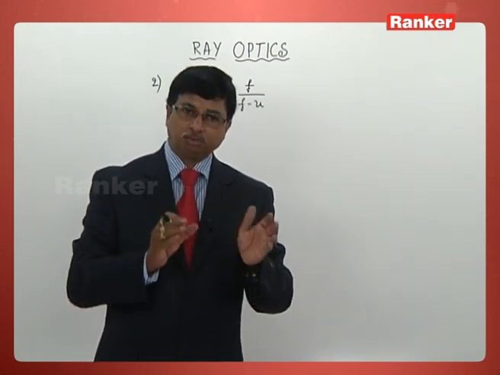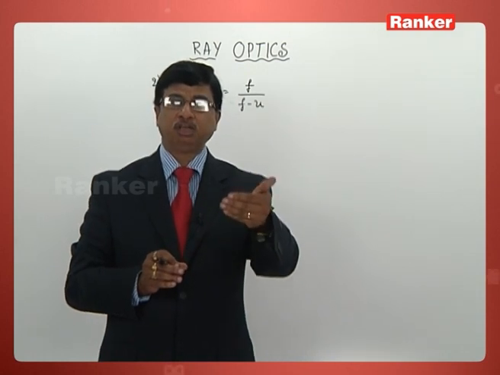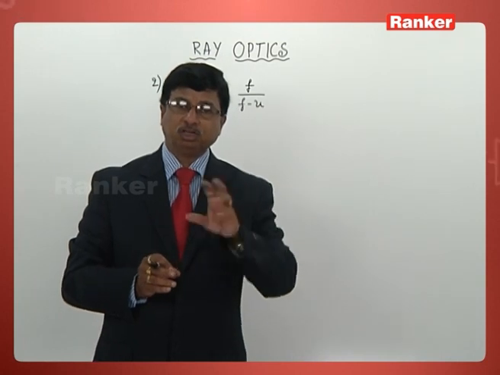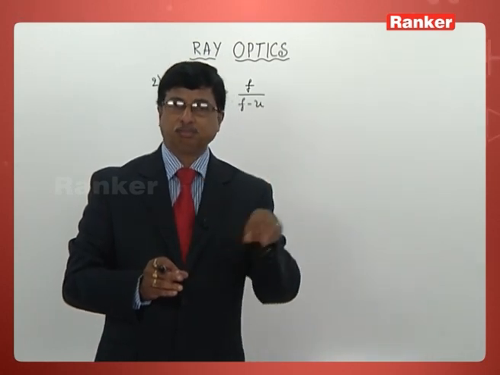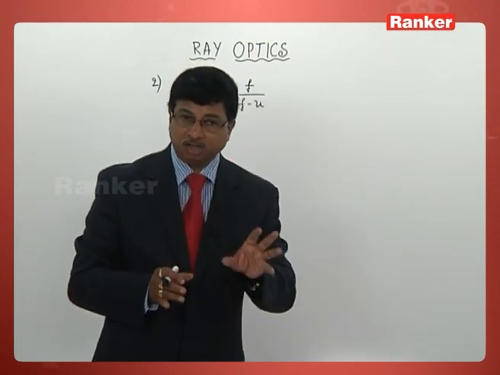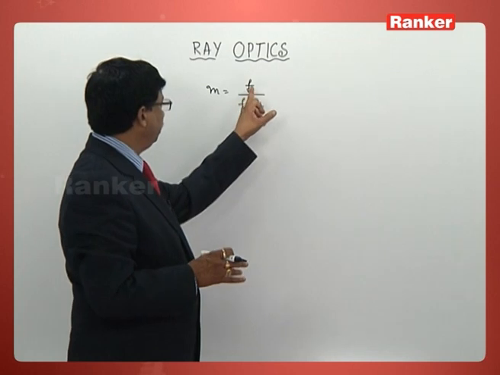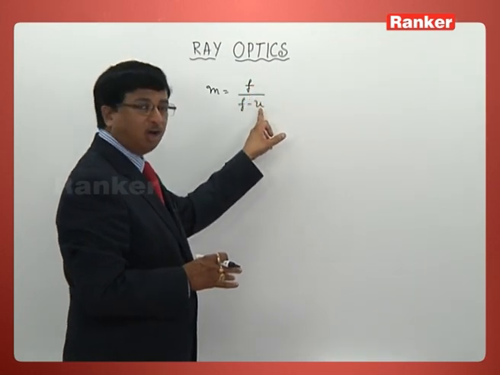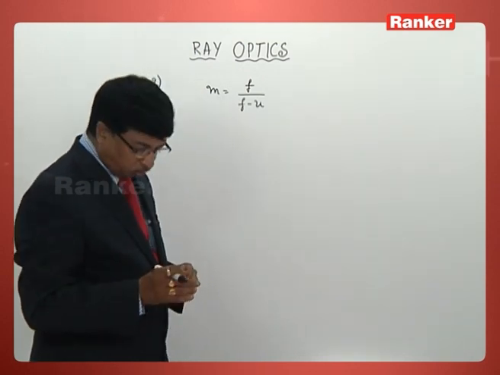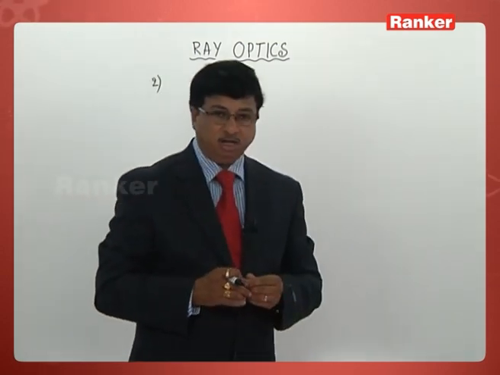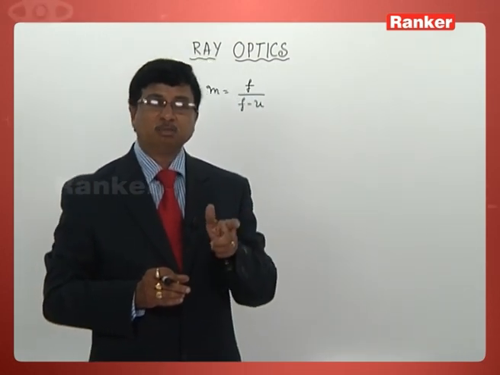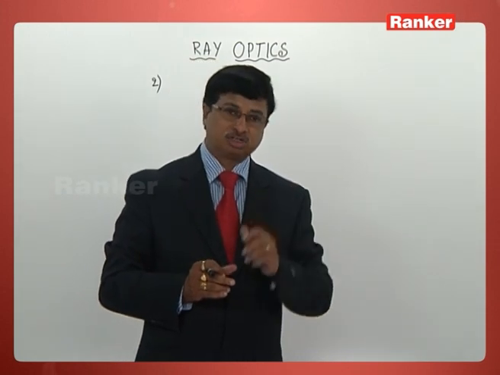So what we have done in this particular case, magnification general formula is v by u. Then v is equal to m into u. We have substituted that value in the mirror equation and simplified it. After doing that, we get the magnification in terms of focal length and object distance like this. So f by f minus u will now be the correct magnification of that image.